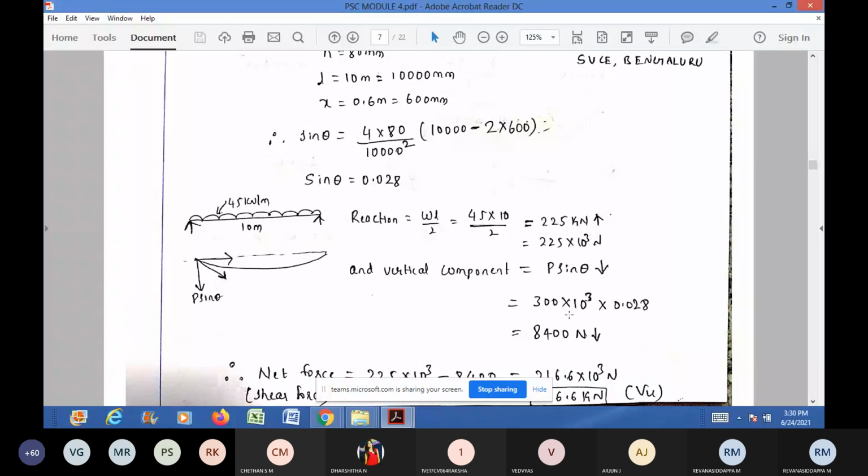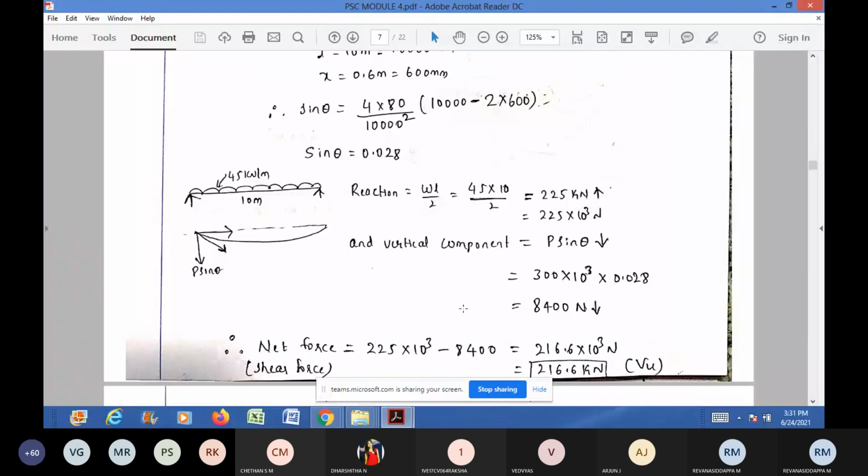Check the answer. Yes, sir, 8,400. Now you calculate the reaction as WL by 2, where the load on the beam is 45 kilonewton per meter and the length is 10 meter. WL by 2, if you do, check the answer. That is 225 kilonewton, 225 into 10 power 3 Newton.